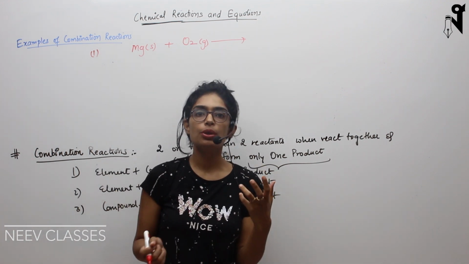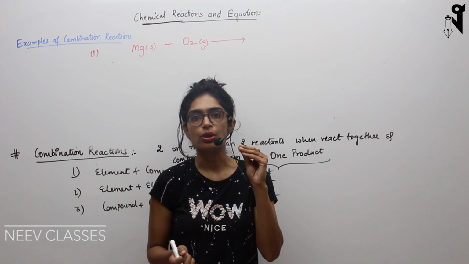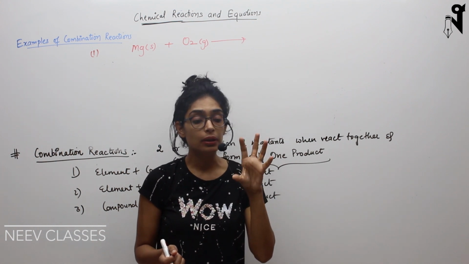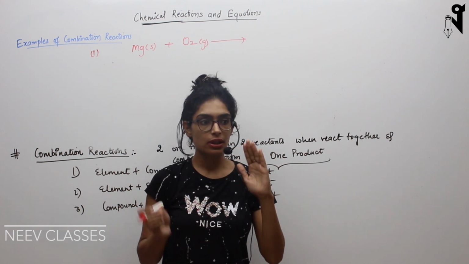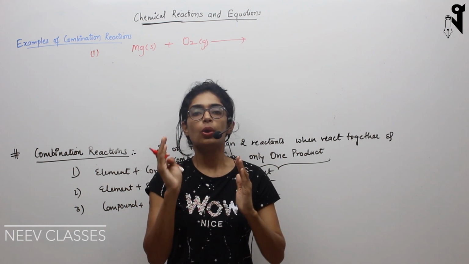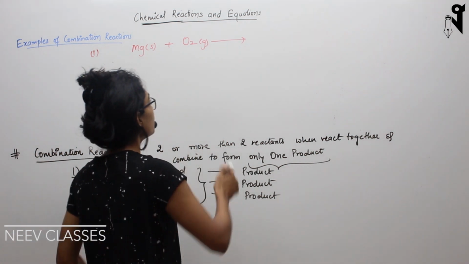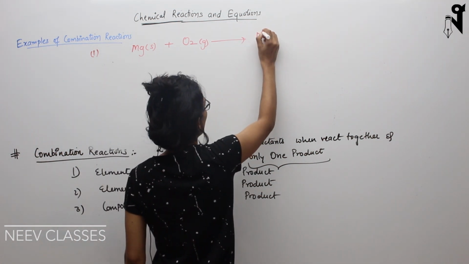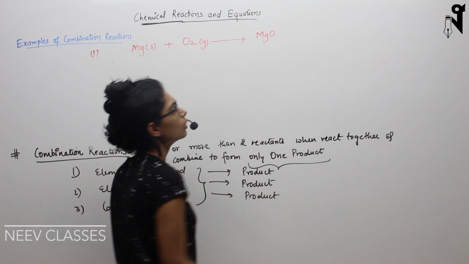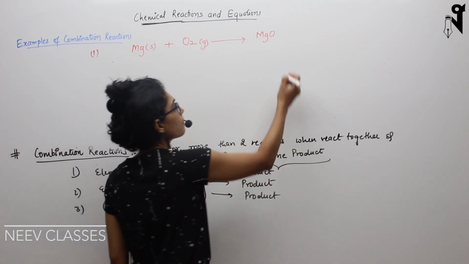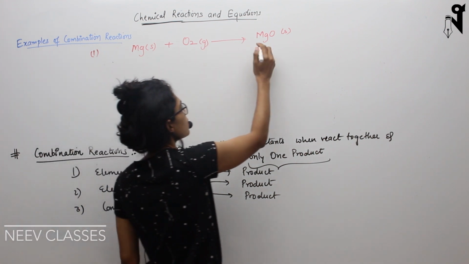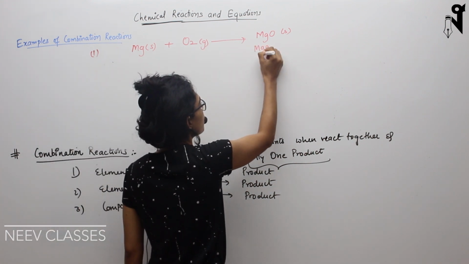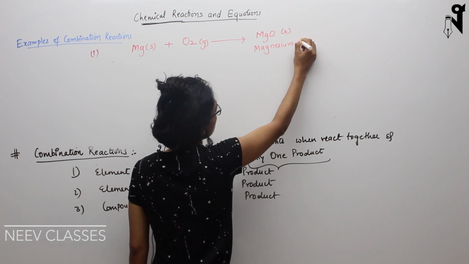So when you burn it, what will you see? After burning, the magnesium ribbon will get converted into white colored ashes, and when it burns, it will give you a dazzling white flame. That is how the reaction takes place, and that will be the look and feel of the reaction. But what will be the product forming? The product will be MgO. This is a solid. So this is magnesium, this is oxygen, and this is magnesium oxide.